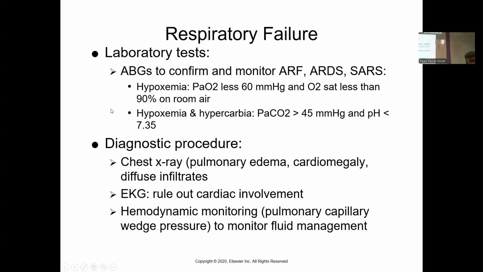Laboratory tests: you have arterial blood gases to confirm and monitor acute respiratory failure. You perform chest x-ray, and the most important thing, as I mentioned to you, the respiratory system does not work in isolation from the cardiac and the cardiopulmonary system. So that's why we perform an EKG for a patient suffering from a pulmonary disease. That is how close anatomically, physiologically, and pathologically the respiratory and the circulatory system are.